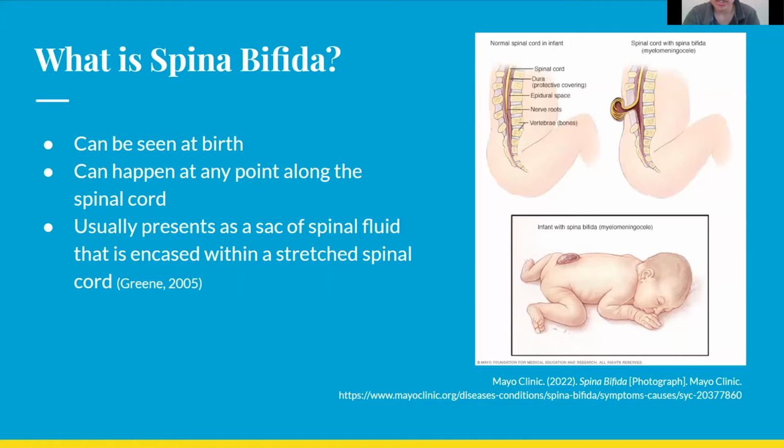In more severe cases, it can usually be identified before or right after birth, with the capability to happen anywhere along the spinal cord. The name spina bifida is usually associated with its more severe form, where it presents as a sac of cerebrospinal fluid that is encased within a stretched out sac. This sac then protrudes from the individual's back, as it can be seen in the lower part of the diagram. Though this is what most people think of when they hear spina bifida, there's actually three classifications present.